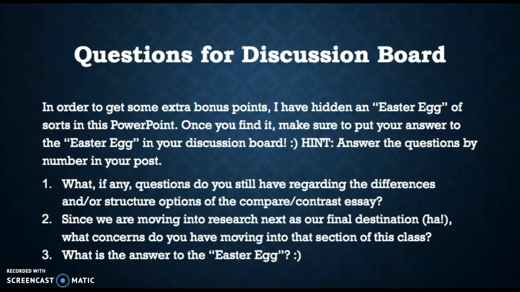I will tell you that your research paper has to be thesis proof. You have to prove something to me, and I'll give you examples. But if you want to be thinking about a topic, that's fine too, because you will be asked so that I can keep a log of it and know who to help with what. And then number 3, finally, what is the answer to the Easter egg?